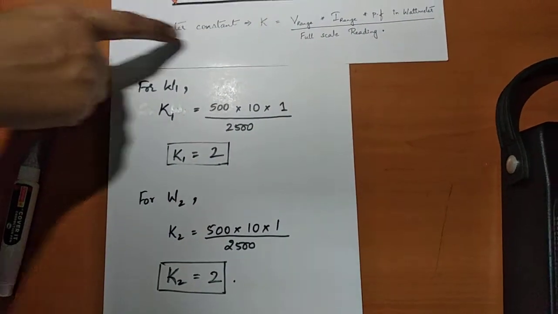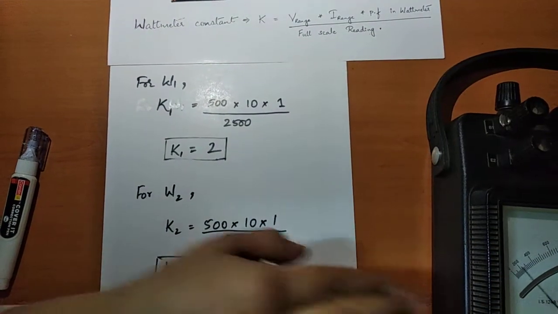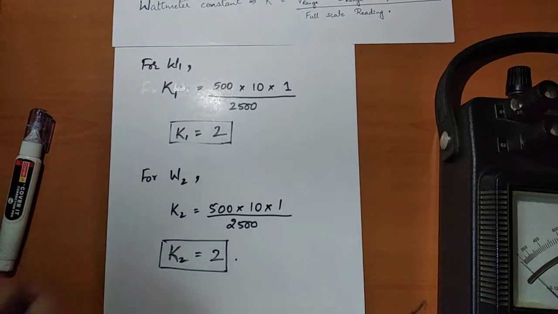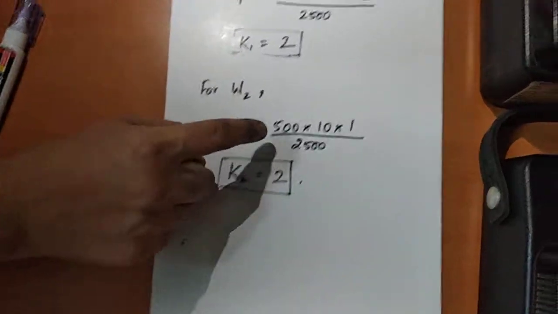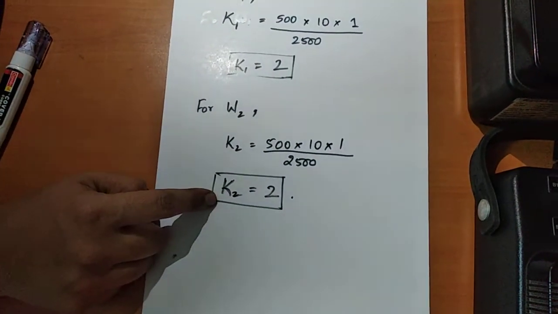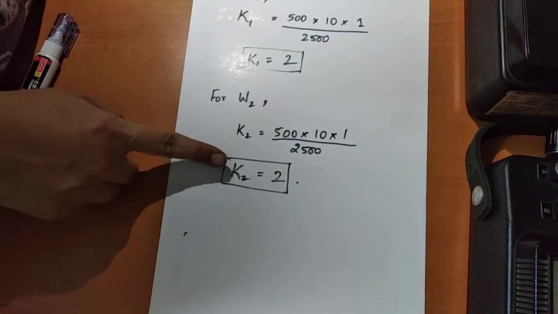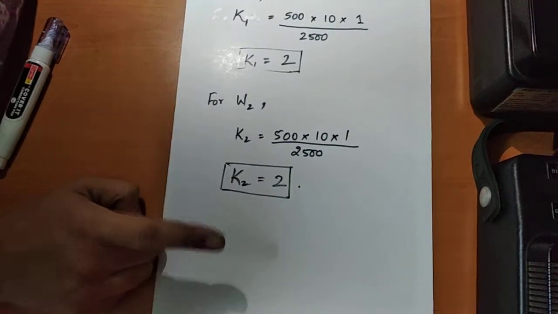Now, wattmeter constant, we know the formula, right? So substituting the values for wattmeter 1, that is what we had used now to take the readings, K1 will be calculated as 2. Similarly, for the second wattmeter that we use in this experiment, we have a similar range for both the wattmeters, and K2 is given as 500 into 10 into 1 divided by 2500, which is 2. So every time you take a reading from the wattmeter, you have to multiply it with the corresponding wattmeter constant and then put it in the tabulation.